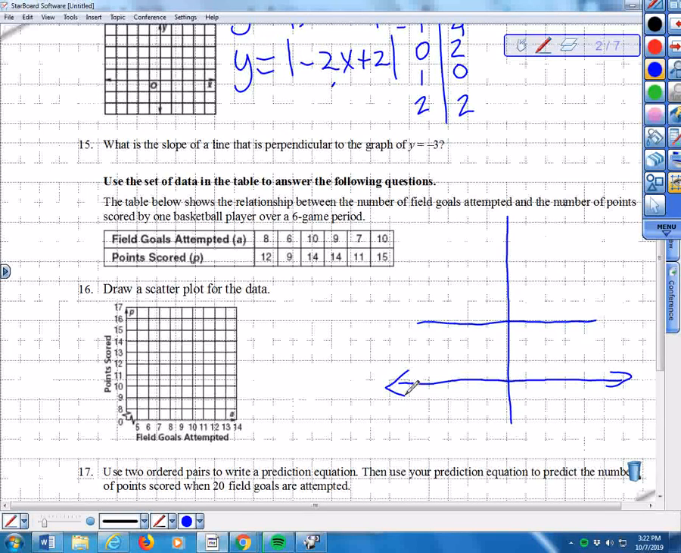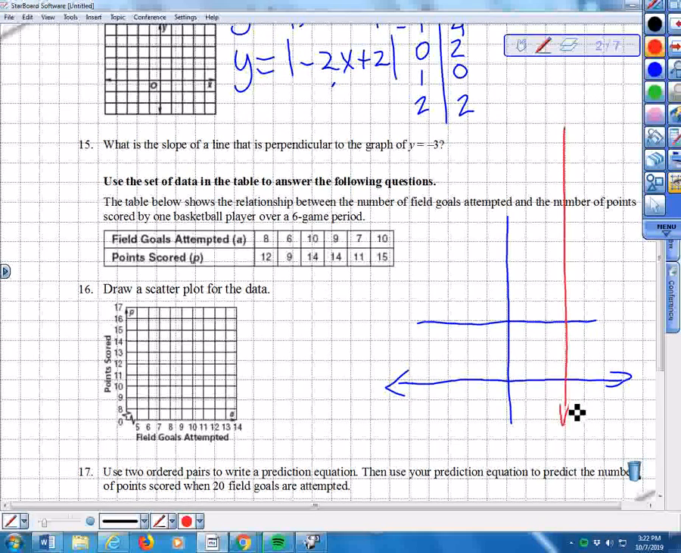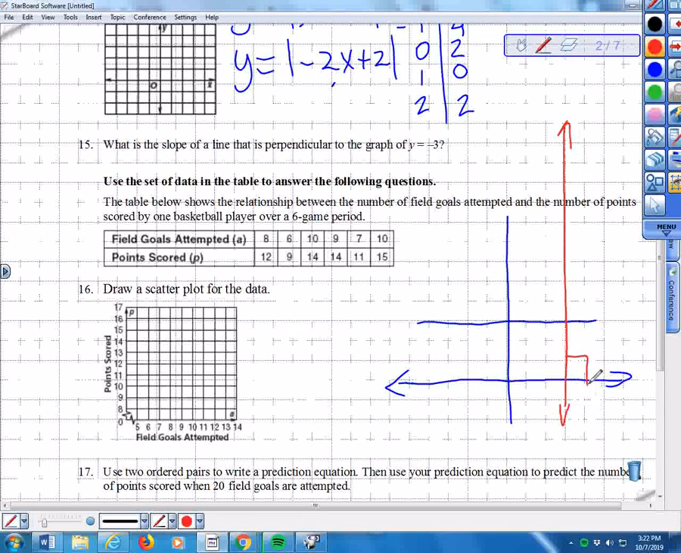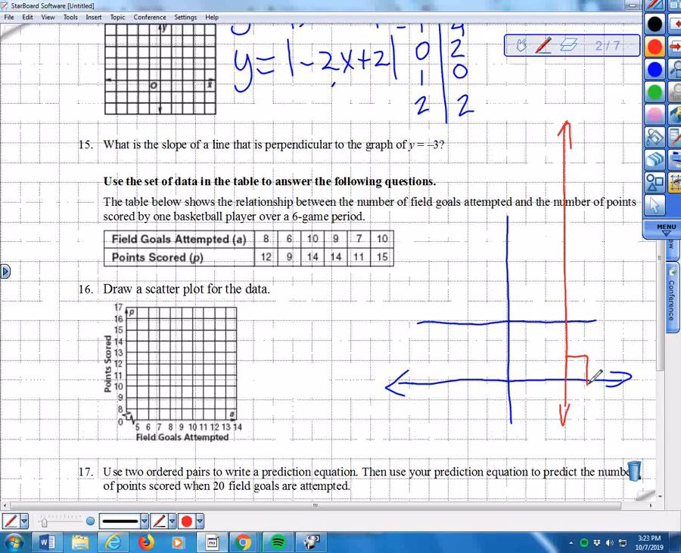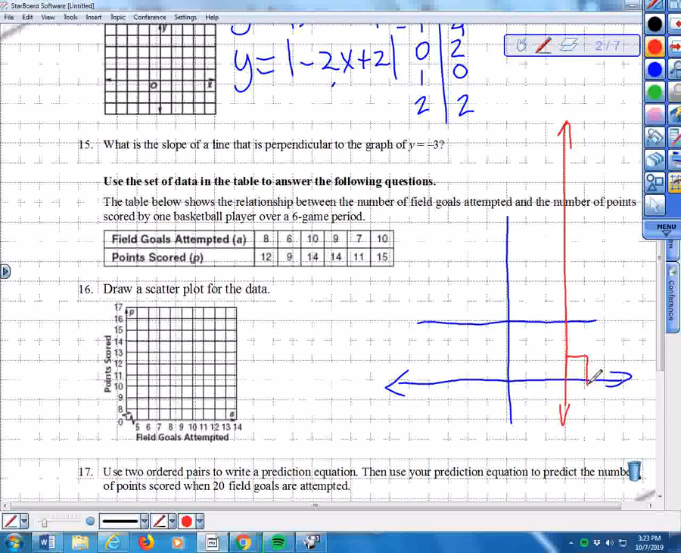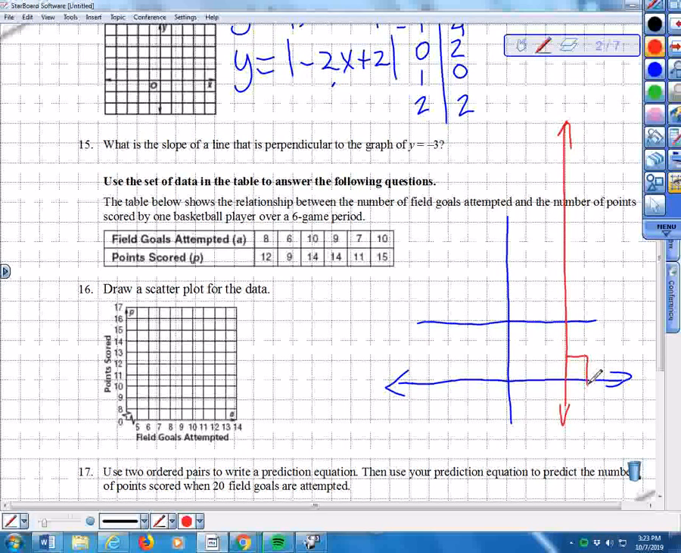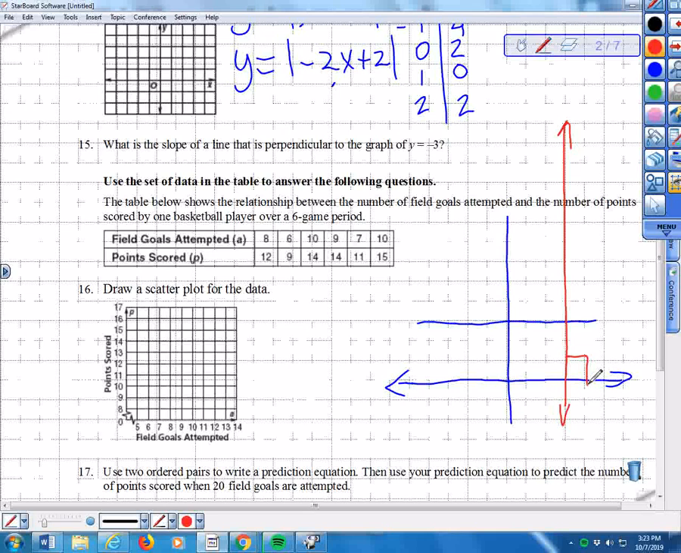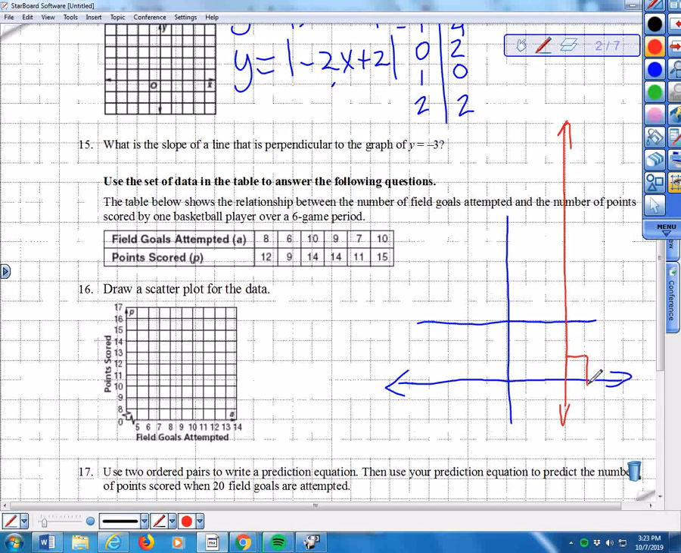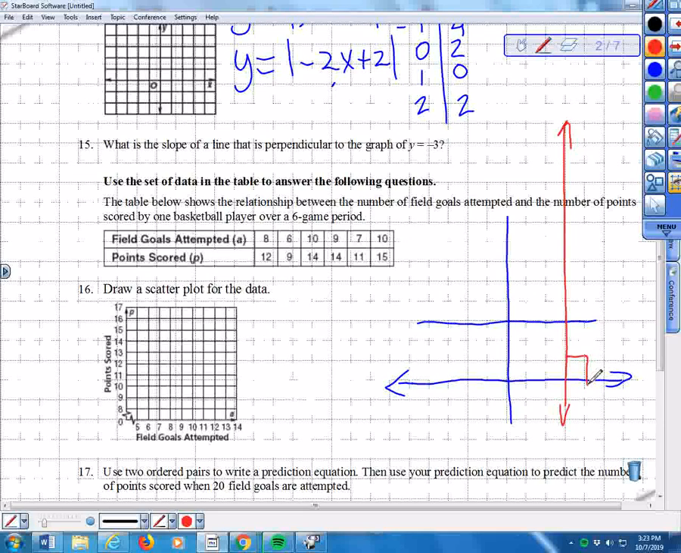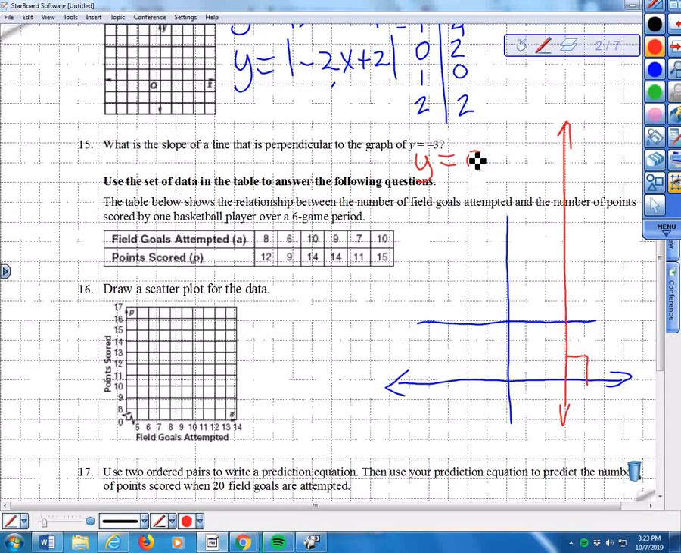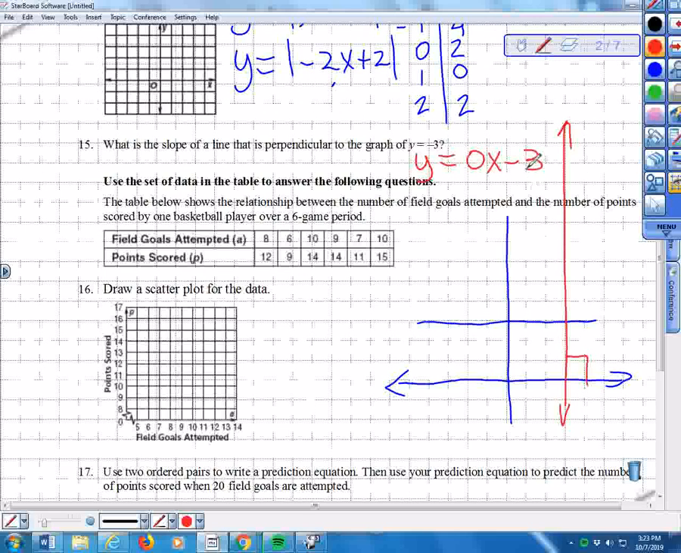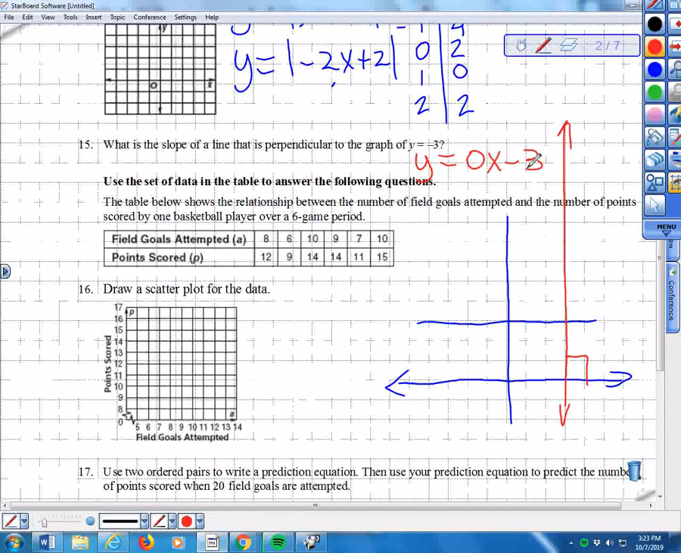If I'm going to draw any line that's vertical, do you see how it's perpendicular? I want the slope of the line, I don't want the line. So the answer is undefined. Any vertical line will be perpendicular to this one, but the slope of any vertical line is undefined. Trick question. This one has no slope change, because this would be y equals 0x minus 3, right? So that tells you the slope is 0. There's no x value.